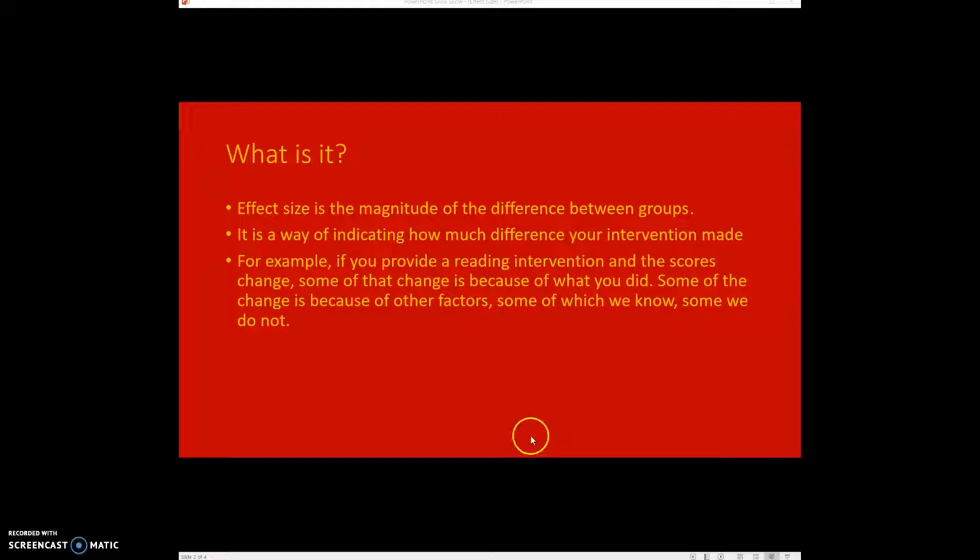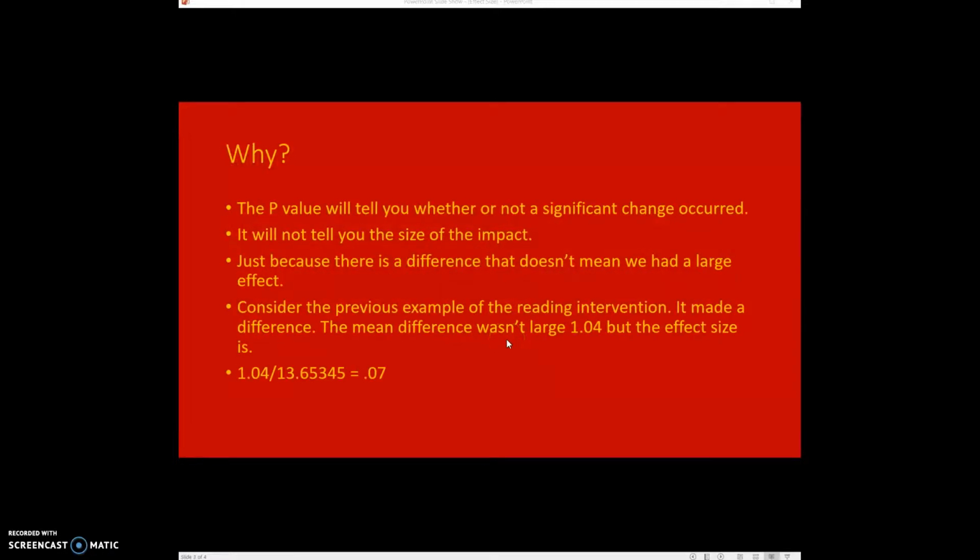Same thing with the reading intervention. Some change is because of what you did. Some of the change is because of other factors, some of which we know, some of which we don't. So we want to know exactly how much effect you have had on the population.